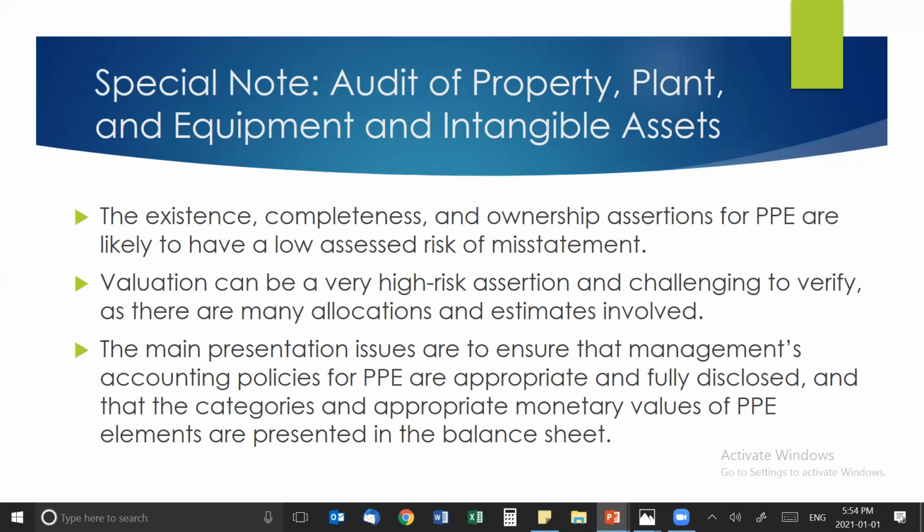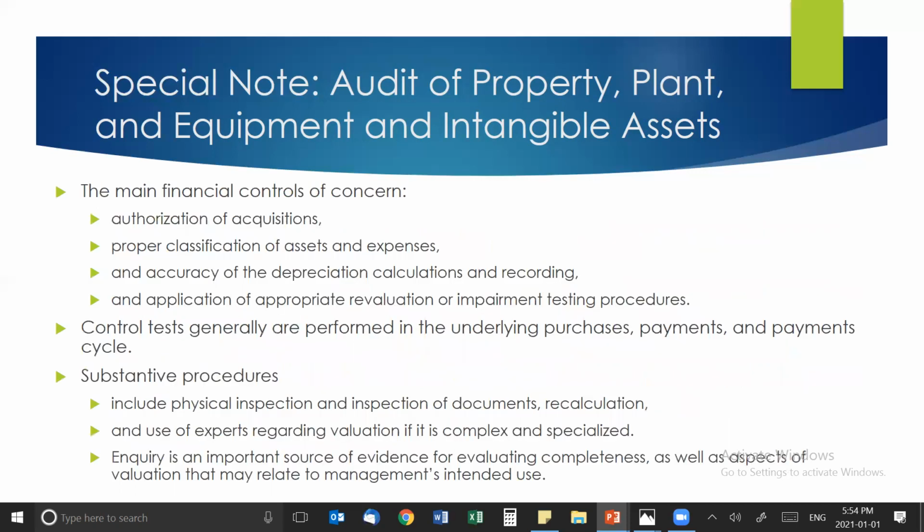Okay? The main presentation issues are ensuring that the accounting policies for PPE are appropriate and disclosed, and the values of the PPE elements are represented on the balance sheet. So the main concern over property, plant, equipment, and intangible assets is who's authorizing the acquisitions. Is there proper classification of assets and expenses? So for example, should something be a capital asset or should something be in repairs and maintenance?